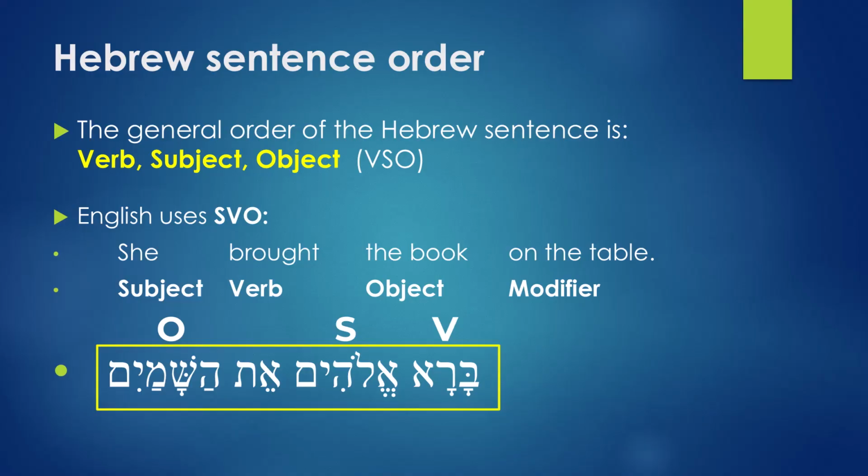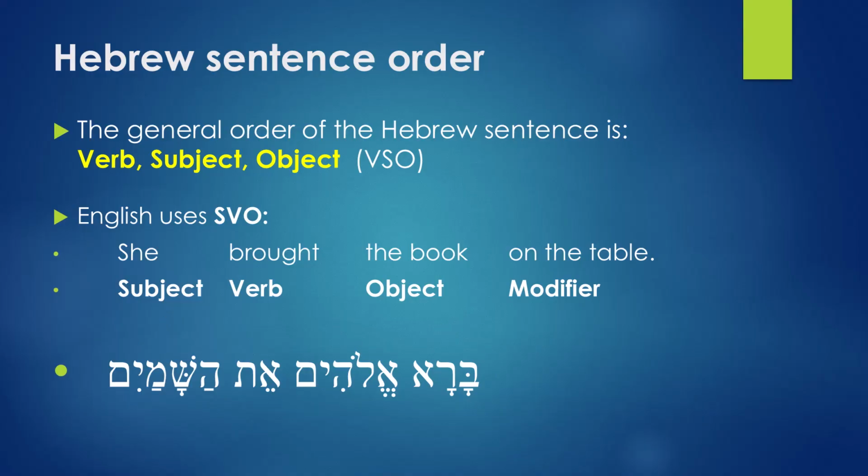And this is the Hebrew word order: verb, subject, object. It's important to know the order because when Hebrew changes this order, it's only for one purpose, and that is the purpose of emphasis. In that case, Hebrew is going to show emphasis on something, and so it's going to change word order. But the normal order is verb, subject, object.